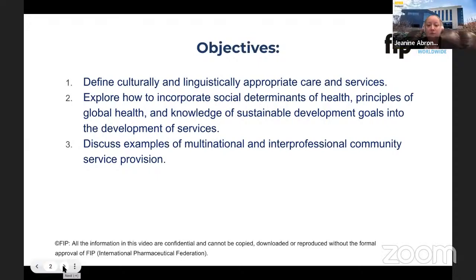Thinking about the principles of global health and mutually beneficial collaborative partnerships. And then talking about, again, kind of this role of sustainable development goals as we think about how those touch many of the things that we do in our life. And then our primary point that we hope to provide you today is an example of ways that we have been able to take different components and resources and to incorporate multinational perspectives and interprofessional perspectives as we look at the provision of services.